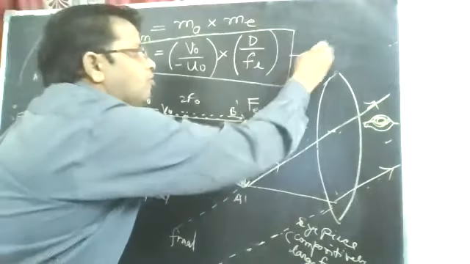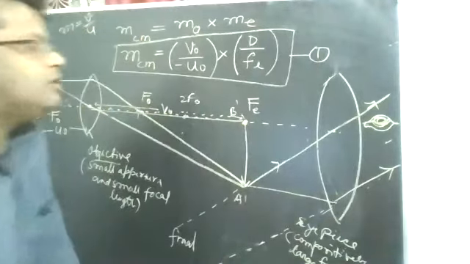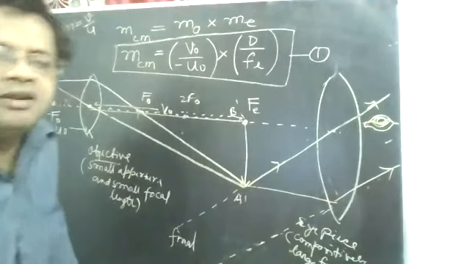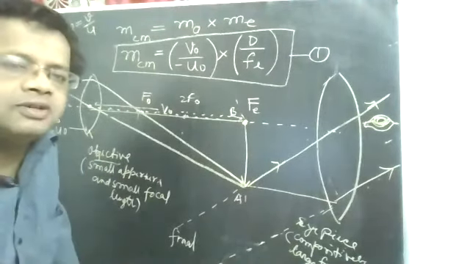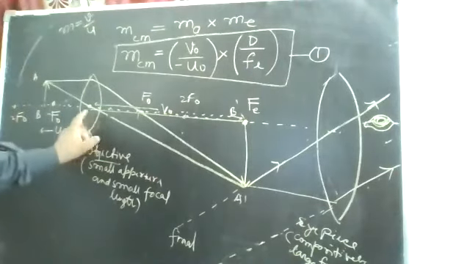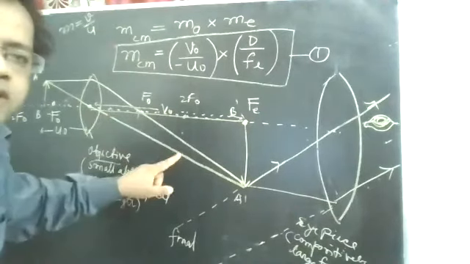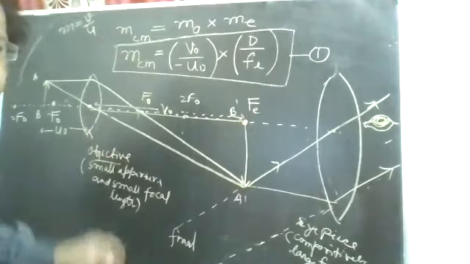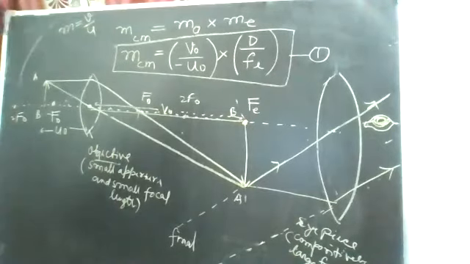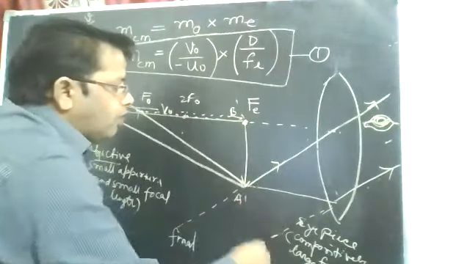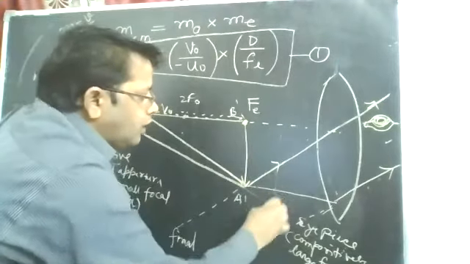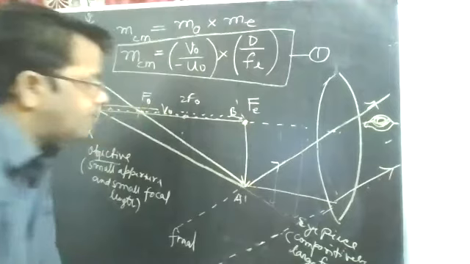Now you see here, one of the most important cases of magnification in a compound microscope is maximum magnification. The most important role in the compound microscope is played by the objective lens. So write down, for maximum magnification, as we are moving the object towards the focus, the image shifts, moving away, and the size of the image goes on increasing.